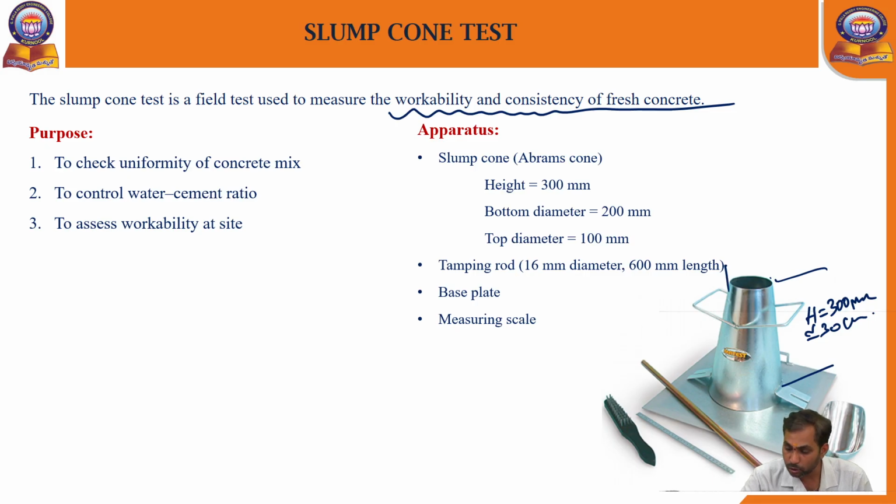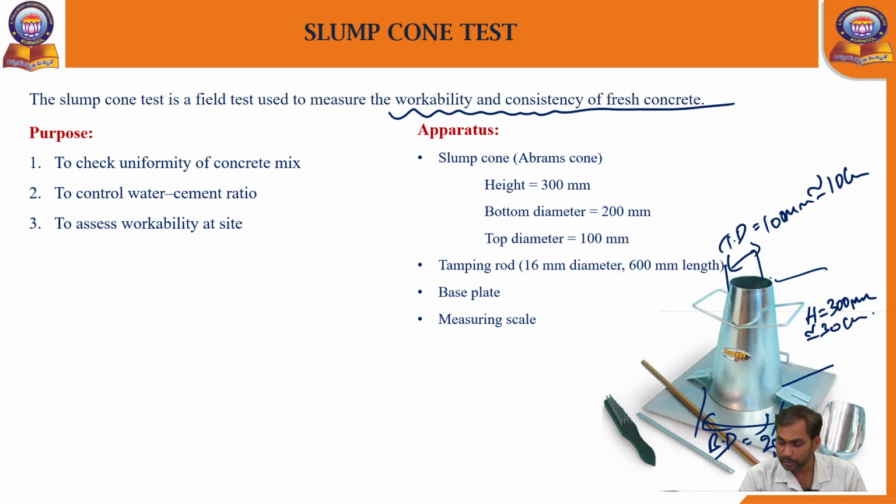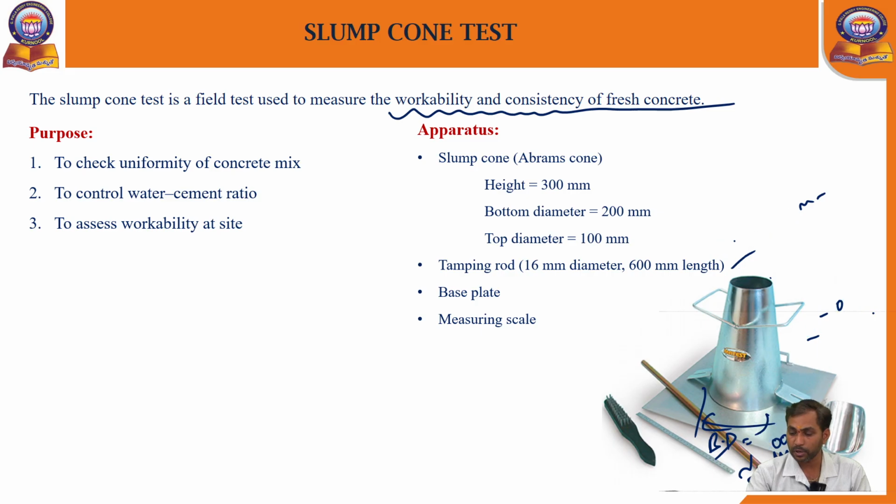Next, the top diameter of a slump cone is 100 mm, that is 10 centimeters, and the bottom diameter of the slump cone is 200 mm, that is 20 centimeters. Okay, those are the slump cone observations. And next, the tamping rod.